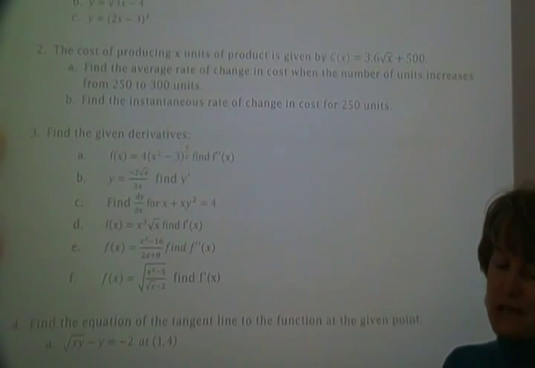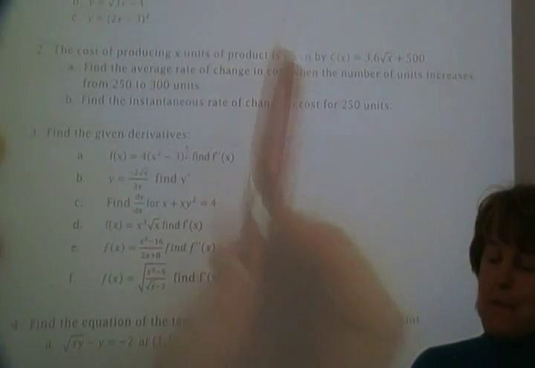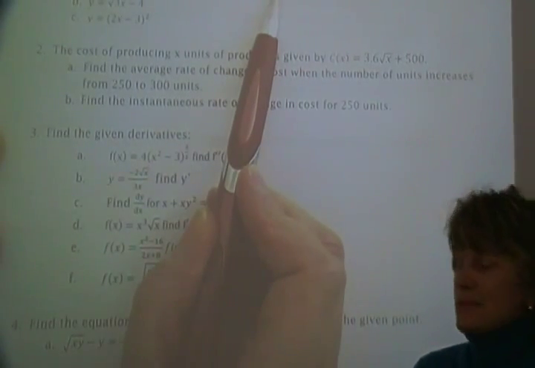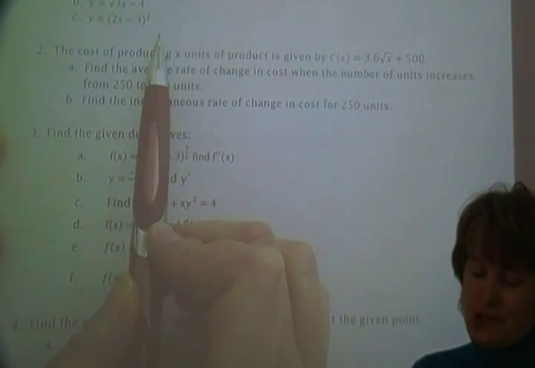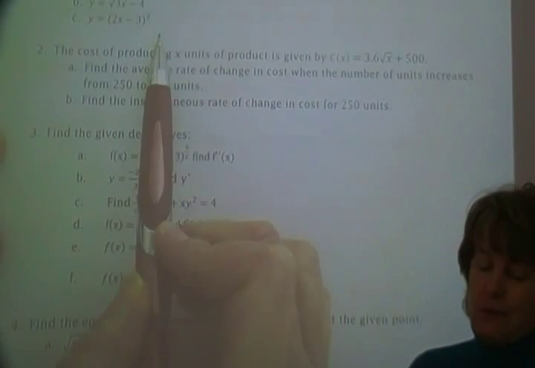The first section of the review sheet is to make sure that you can find the derivative by the definition. I have three different problems that you have to find the derivative by the definition for. And if you have to do that, then you need to remember that the definition says the limit as h approaches 0 of the function evaluated at x plus h minus the function evaluated at x, all over h.